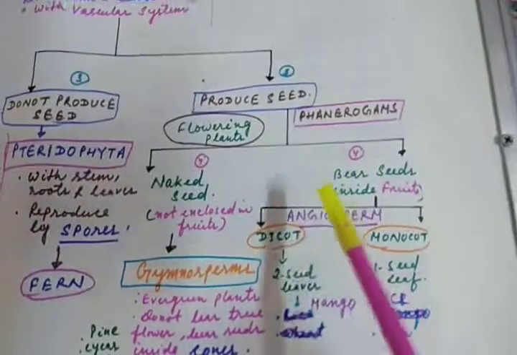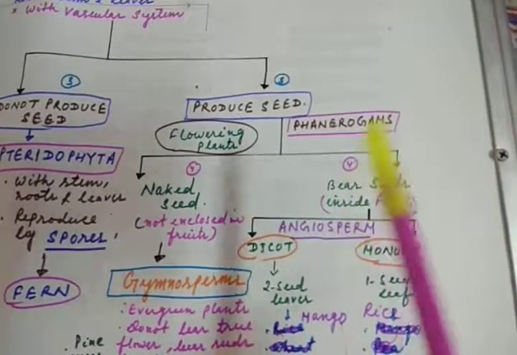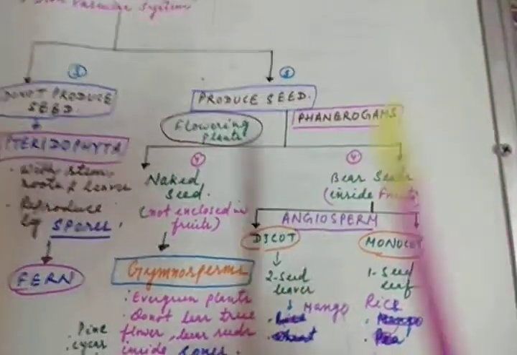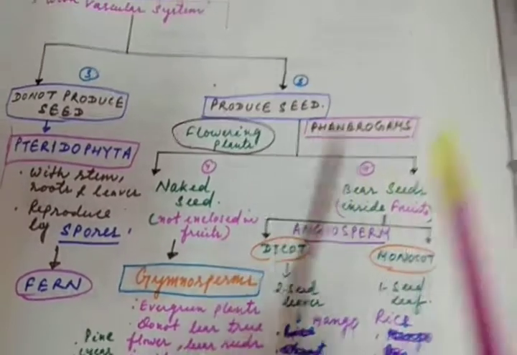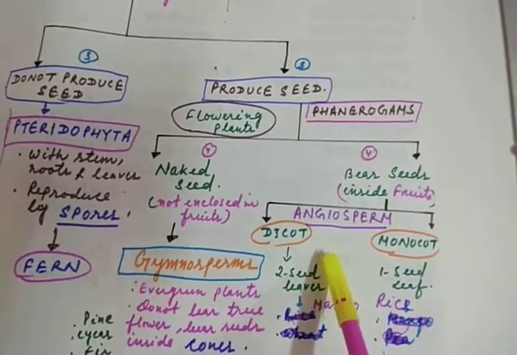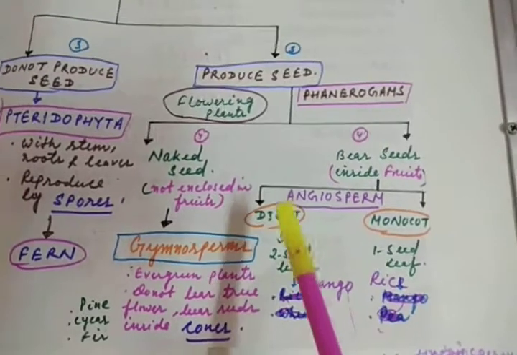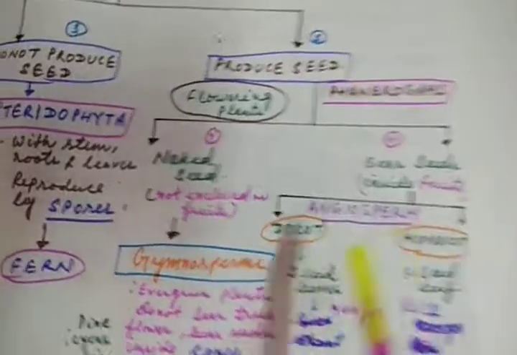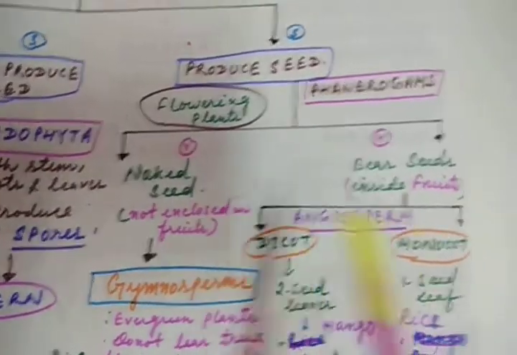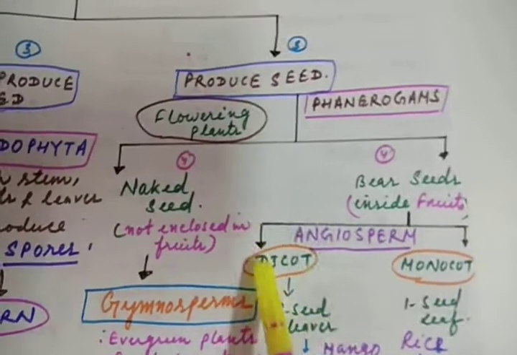Then we will go to the angiosperm. Angiosperms are the well developed flowering plants, right? They bear flowers, they bear seeds. There is a fruit. Inside the fruit, the seeds are present, right? They are generally of taproot system or fibrous root system. We will find dicotyledon plant or monocotyledon plant, or we say dicot and monocot.